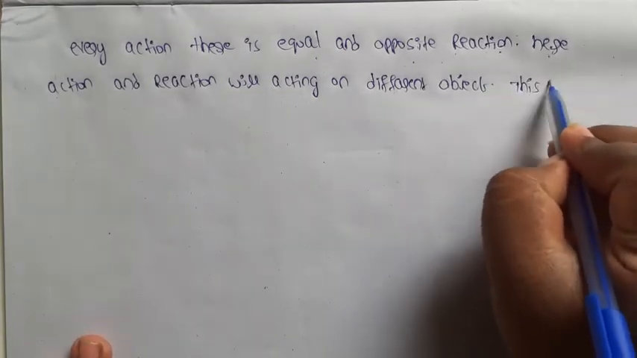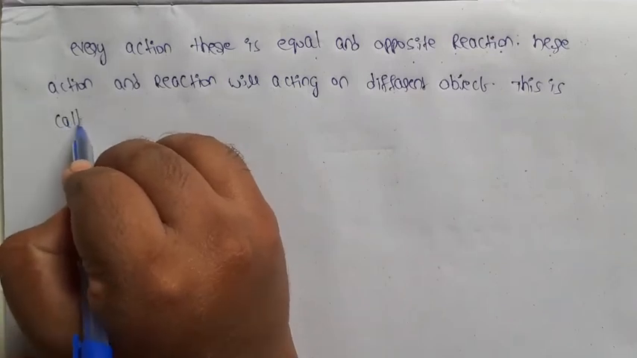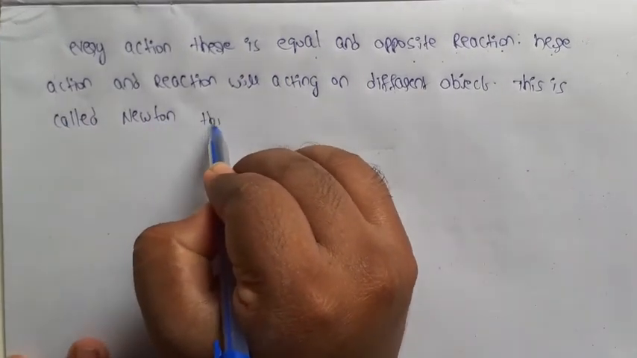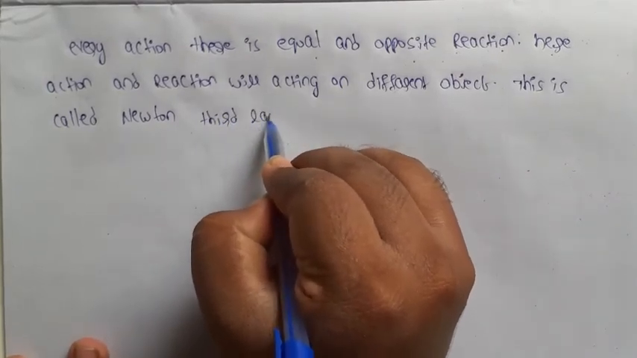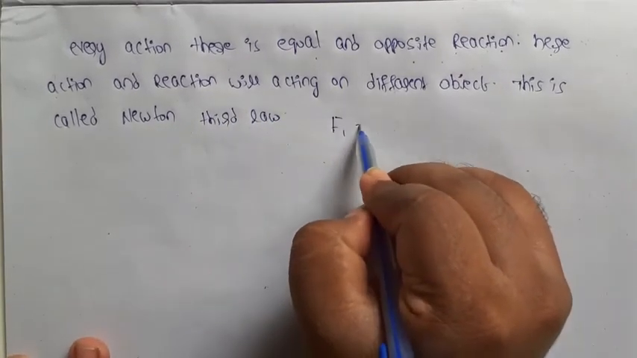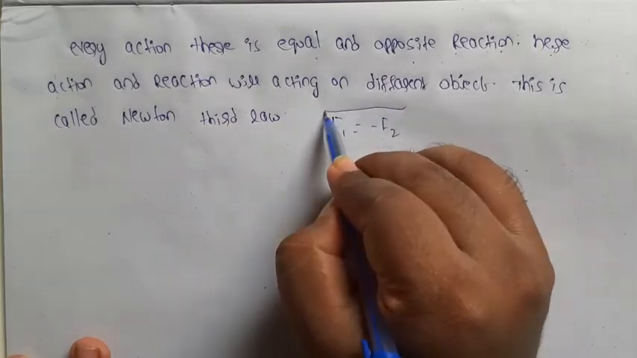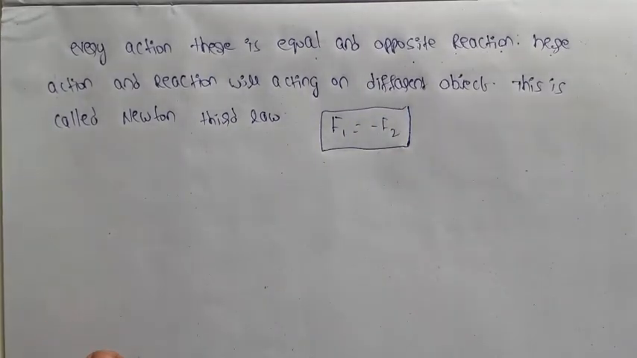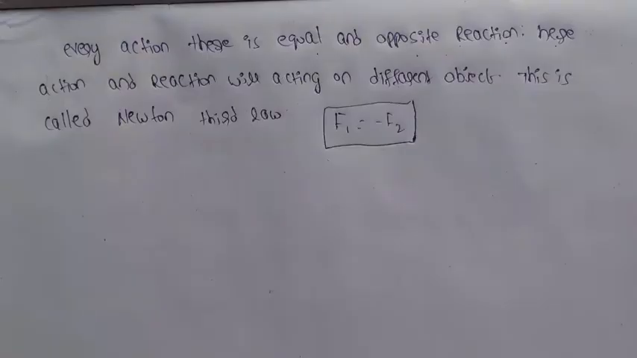This is called Newton's third law. We can say that F1 equals minus F2, where F1 is the action and F2 is the reaction.